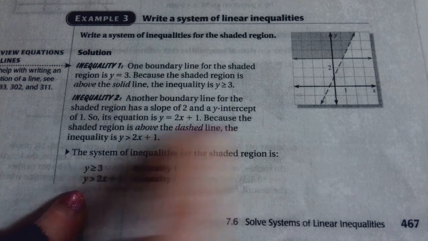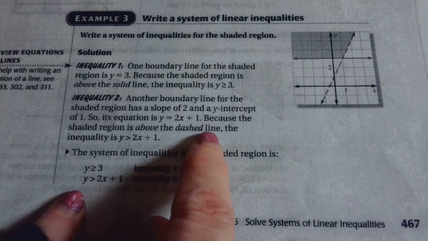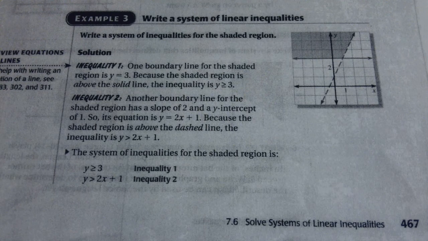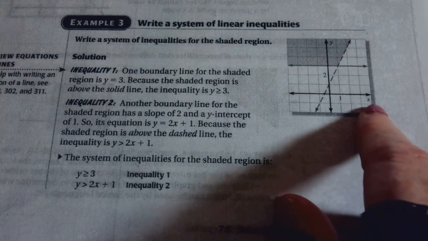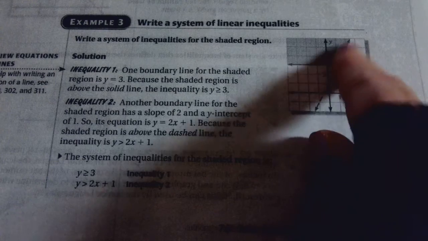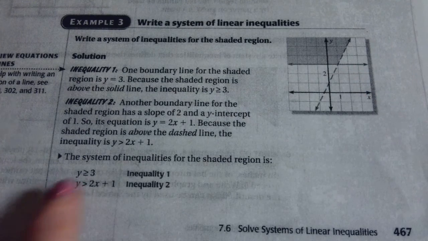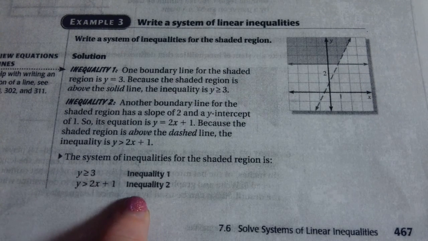So, and it tells you here, because the shaded region is above the dashed line. So you can see it's above it, okay? So hopefully you can see that. It's fairly simple to look at one and be able to write an equation. So you might have that where they give you 2 lines and then you have to write the actual inequalities for both.